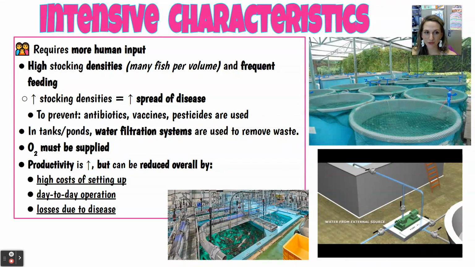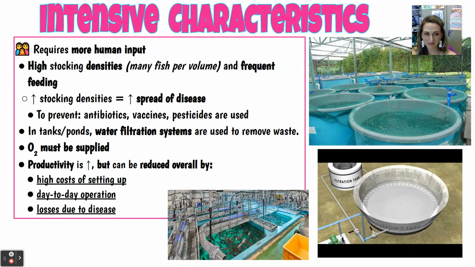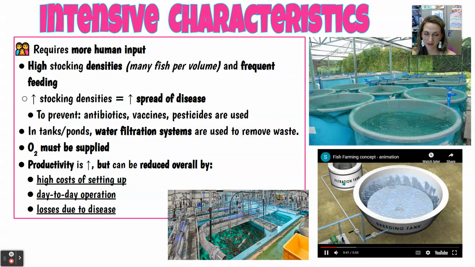So the water from the external source, a tank for breeding, and then filter that out.